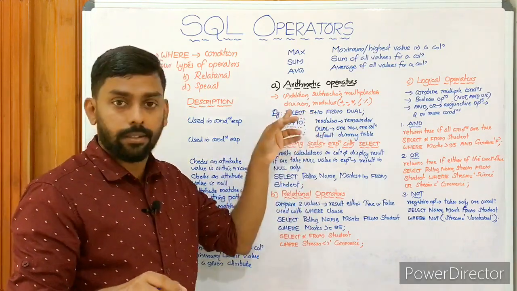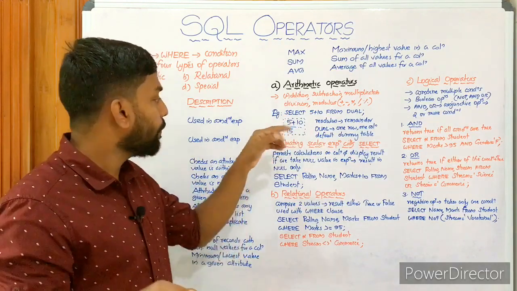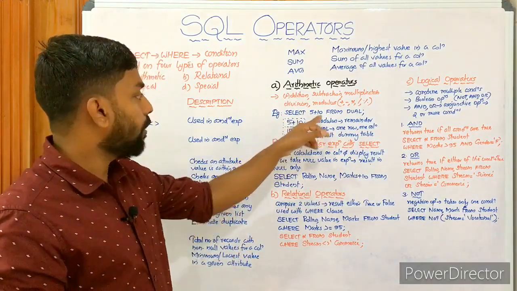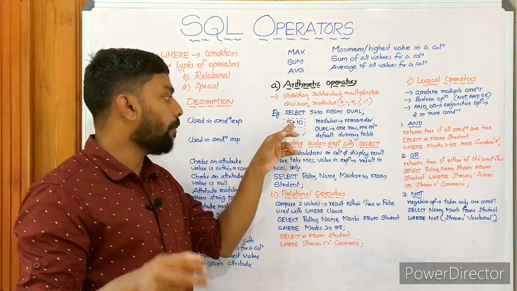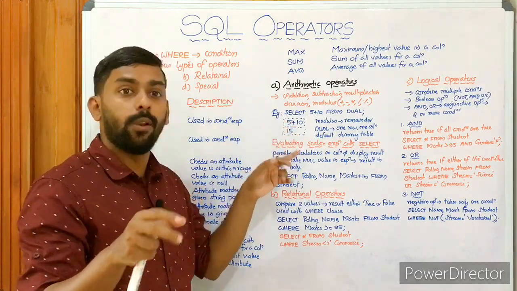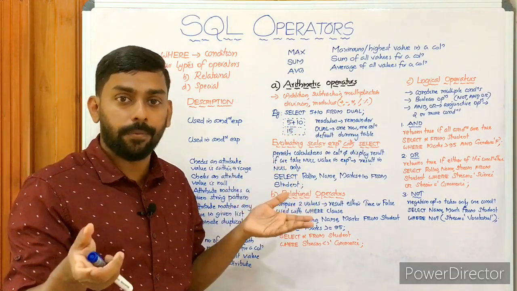What follows select will be the column name, that's it. Then 5 plus 10, 15. Actually, 5 plus 10 is 15. The column name will be 5 plus 10 and the value is 15. That's it. 5 plus 10 is 15, we know that.